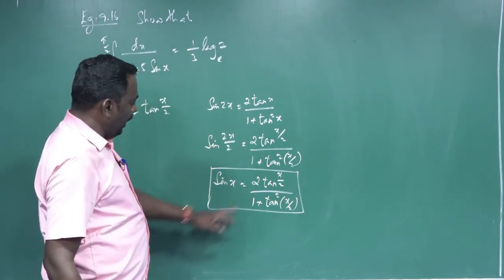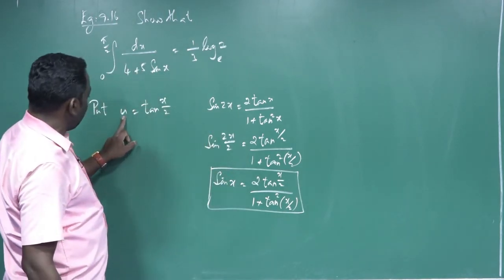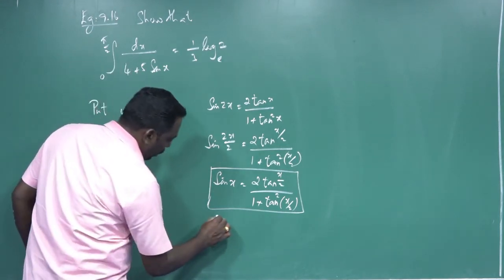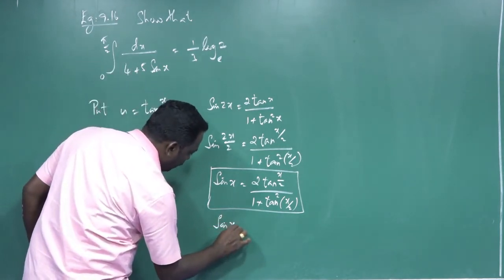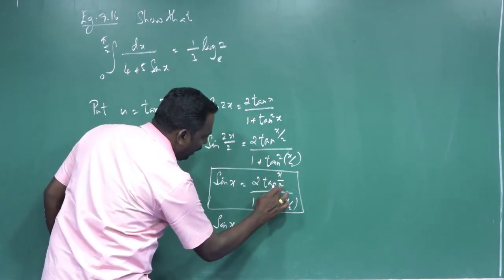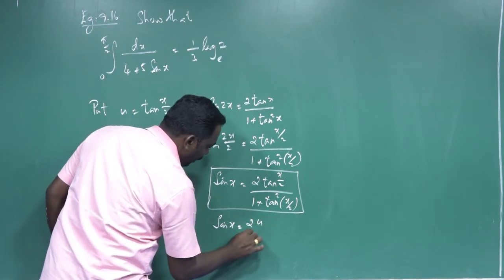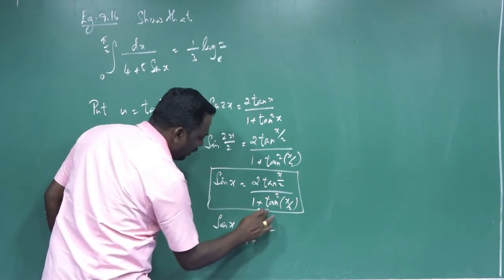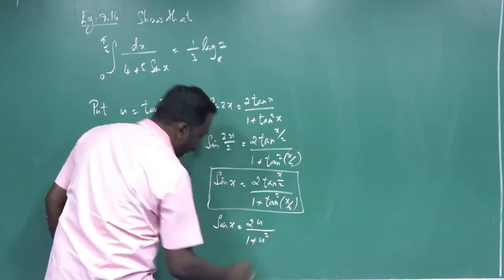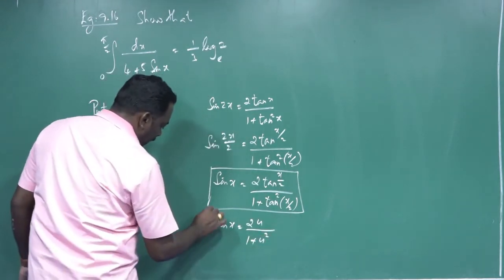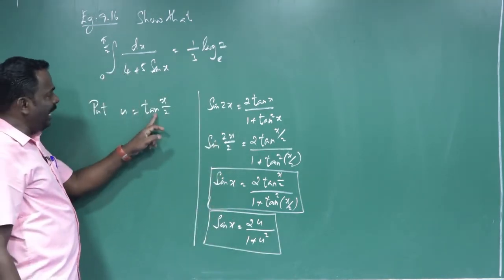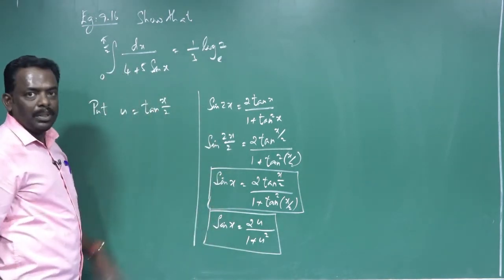Now in this, we apply the substitution u equal to tan x by 2. Therefore sin x is equal to 2 times tan x by 2 over 1 plus tan squared x by 2, which is 2u by 1 plus u square. This is called the sin x value. Now u equal to tan x by 2, differentiate with respect to x.